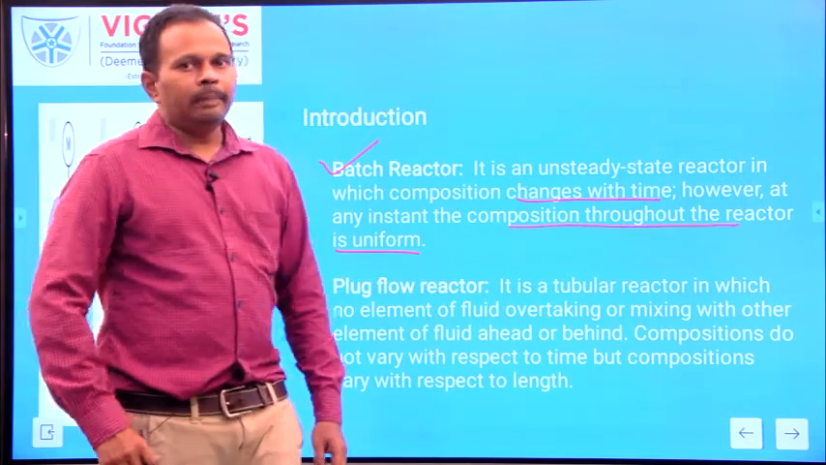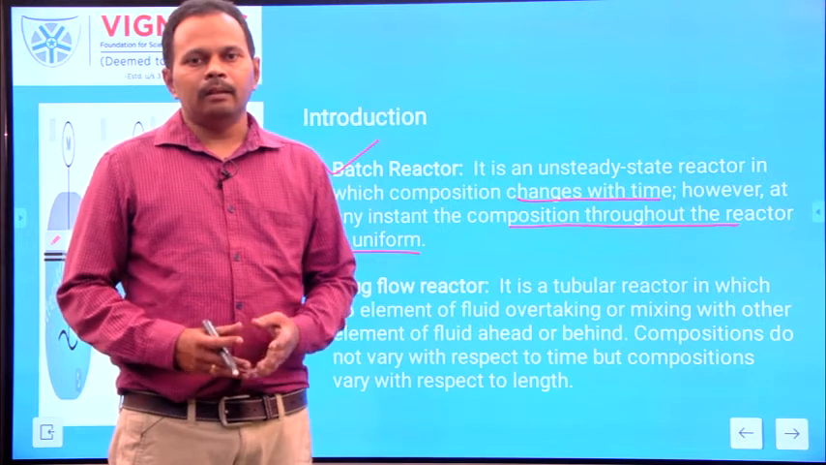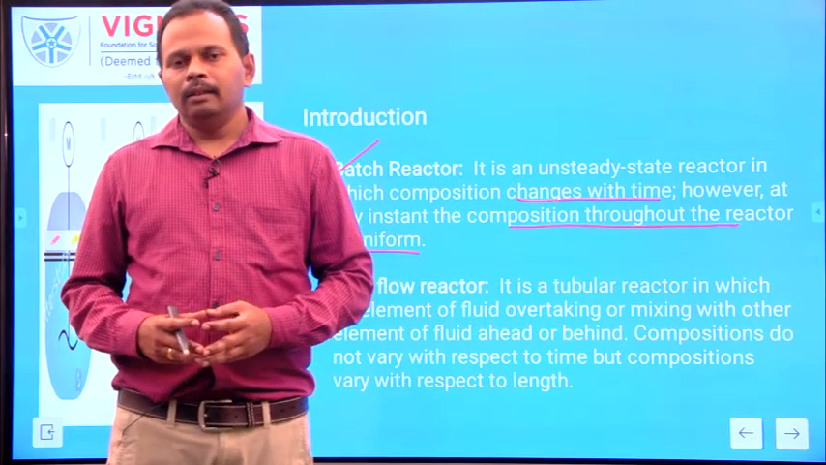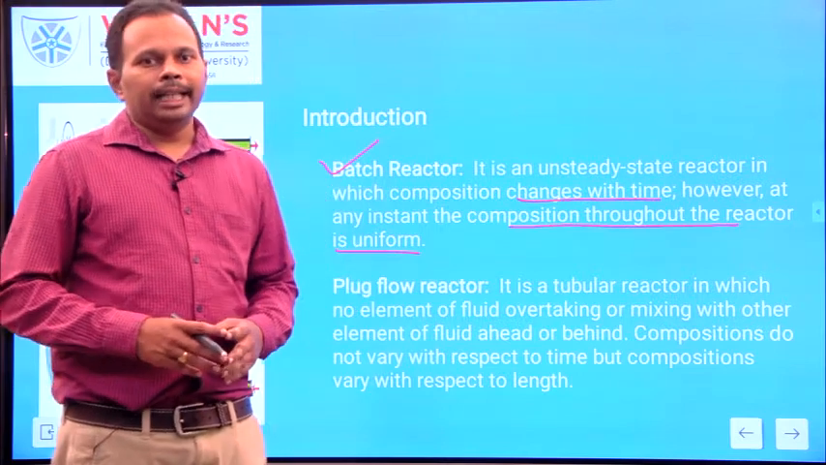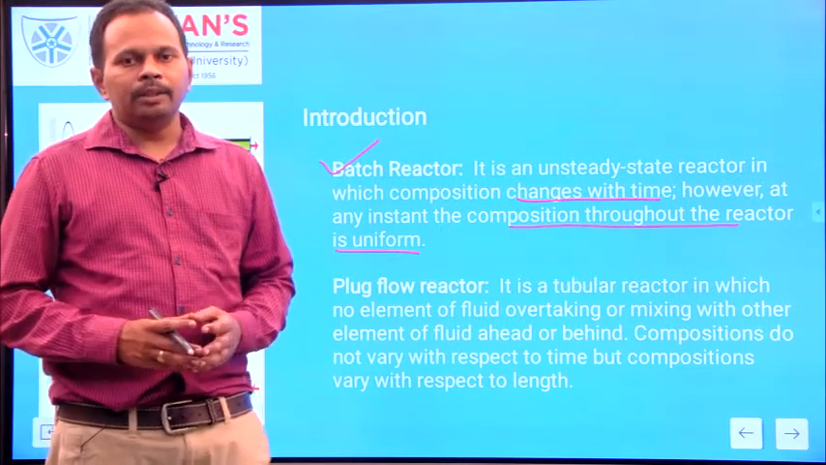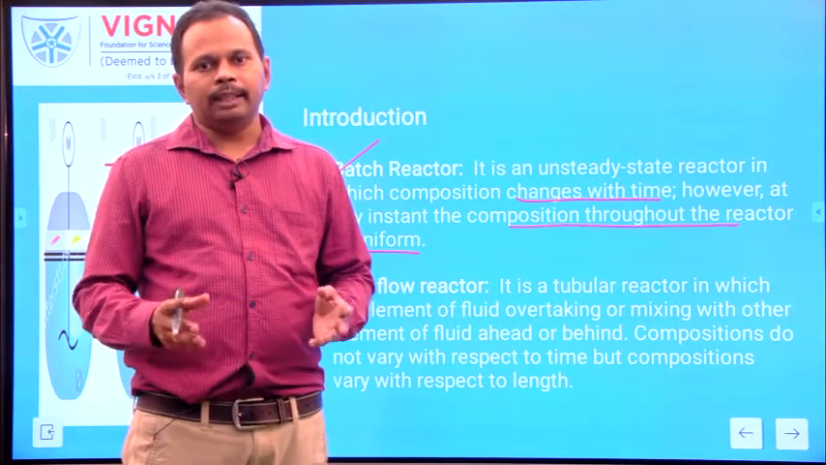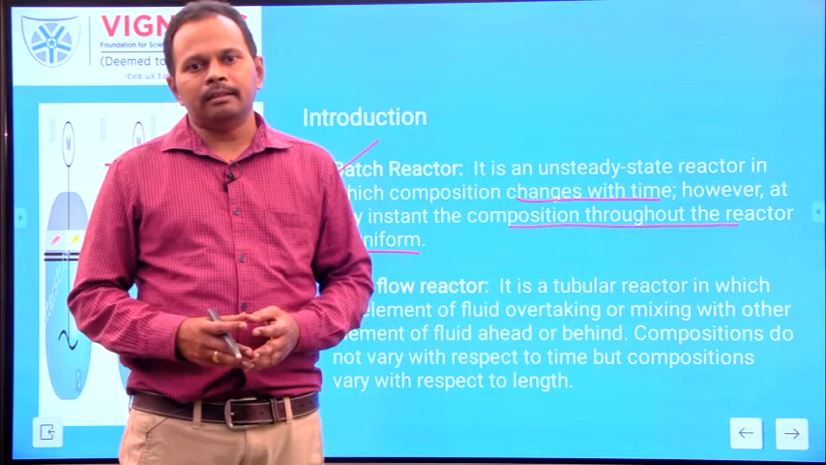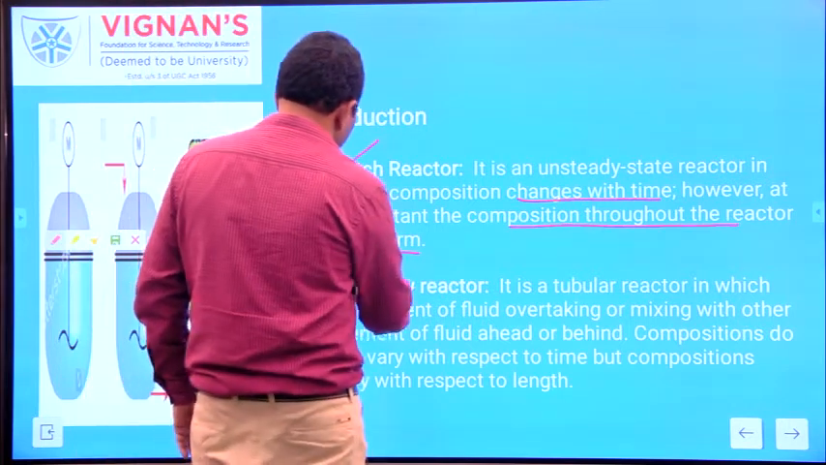The batch reactor is a closed vessel. Before the start of the reaction, we send all the reactants into the reactor at a time. Once the reaction completes, only then do we remove the products. At any particular time t, the composition or concentration of the reactants and products is uniform throughout the reactor. When time changes, the concentrations change.